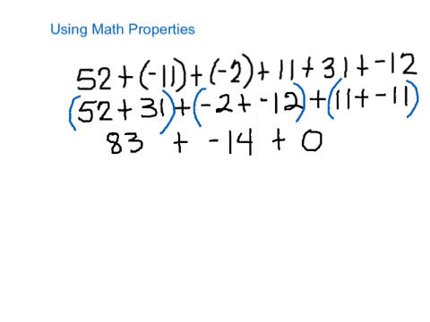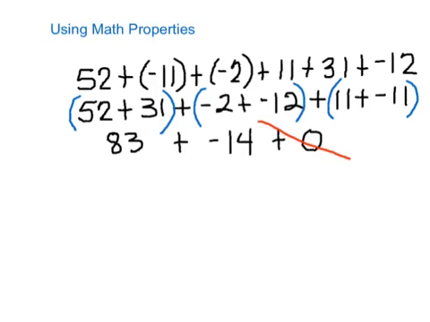And the good thing about having 0 as part of our problem is 0 added to anything does not increase or decrease that number, which is the same thing as saying that it goes away. It doesn't change the rest of the problem, so it drops off, which means I'm really just left with this part of the problem. I have two numbers, one positive and one negative.